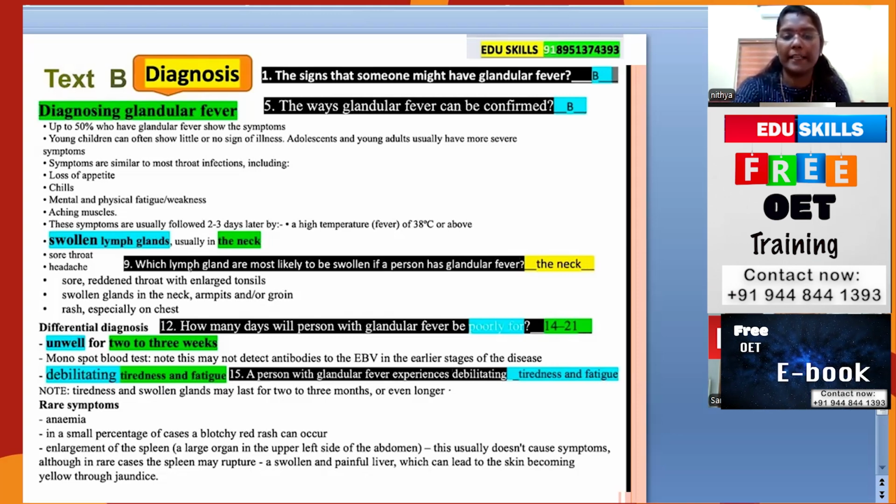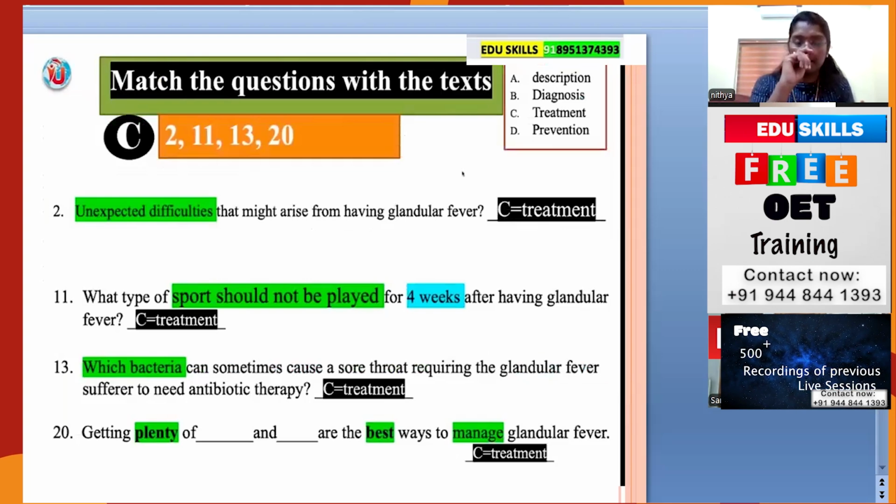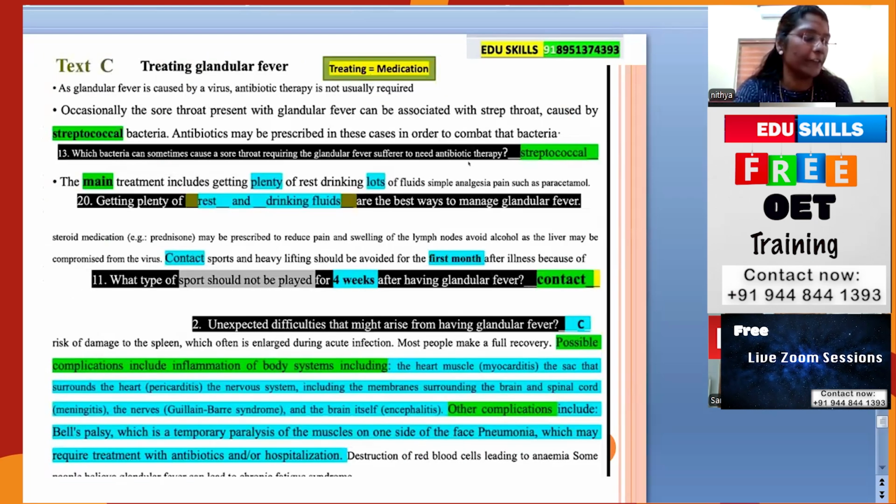Tiredness and fatigue. Then text C: questions 2, 11, 13, 20 are the questions that come under text C. Let us move to text C. Second question, unexpected difficulties that might arise from hardware. Where is unexpected difficulties?